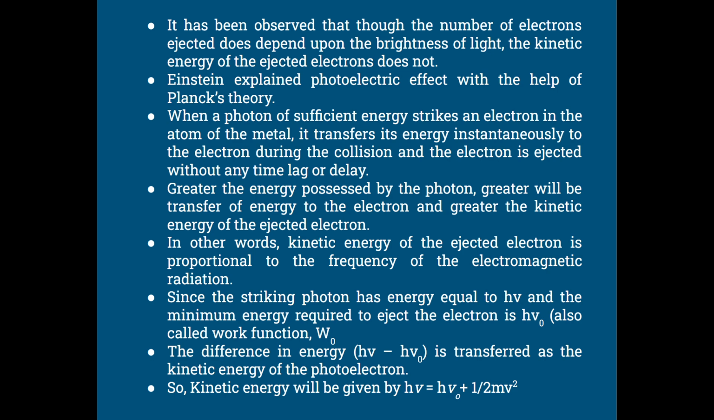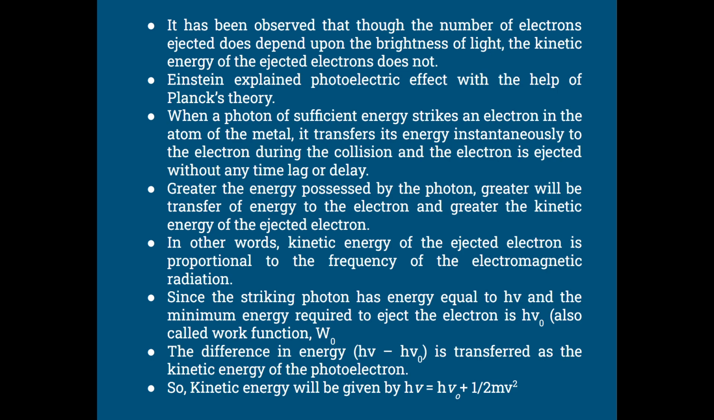There are three terms. One is h mu, which is the energy of the photon. h mu naught is the work function, and half mv square is your kinetic energy. So this is the relation between the three terms. Please remember it. And remember the two statements I told: the number of electrons ejected depends upon the intensity, while the kinetic energy depends upon the frequency.